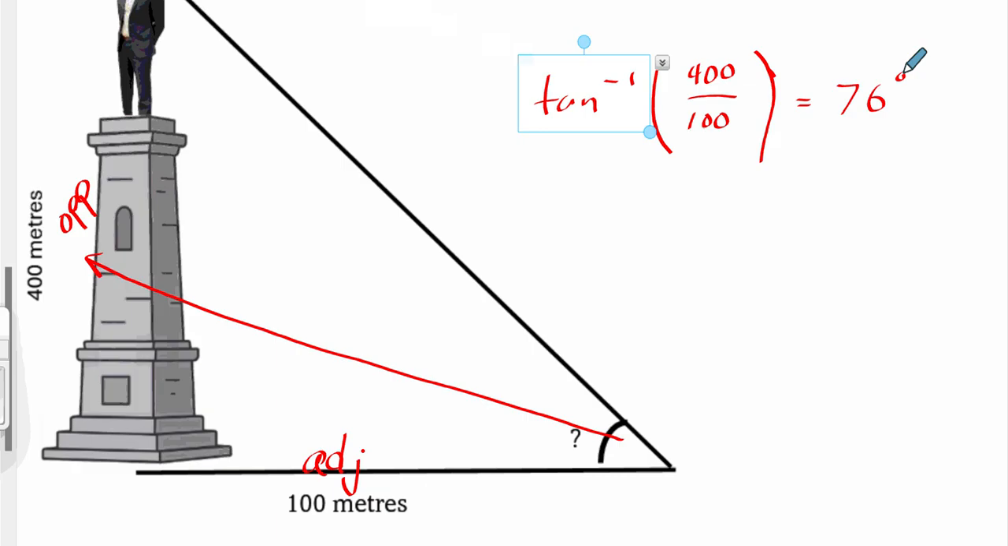I'm getting 75.963. Is that what you got? 75.963, which will round to 76 degrees. Usually we'll round it to the nearest degree. Sometimes we may ask for the nearest tenth.